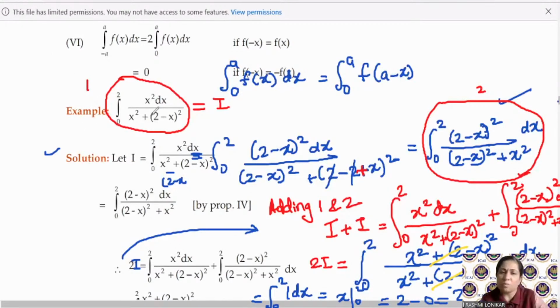This is more for your understanding so that you know how to do such things. When I cannot have a direct answer, I will use the property that f(x) is equal to f(a minus x), and I am able to solve this.